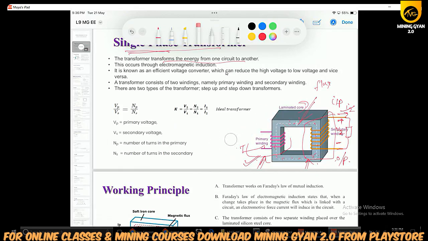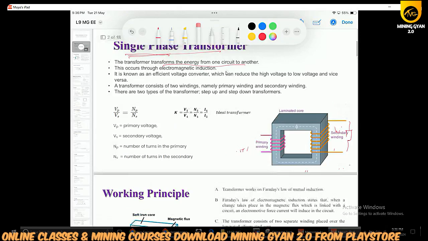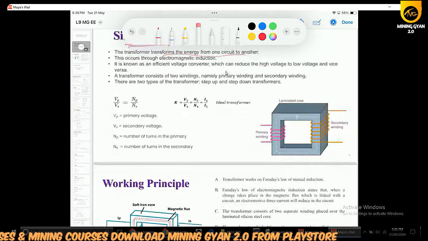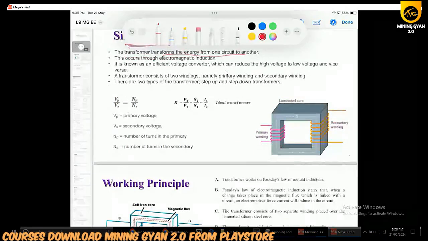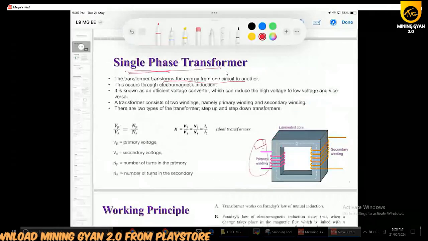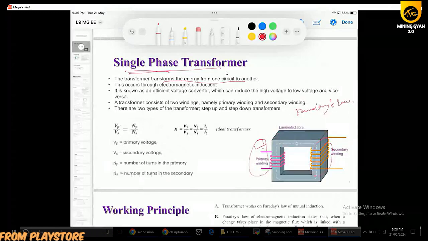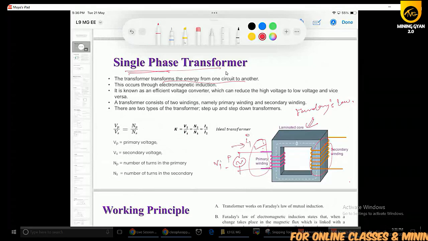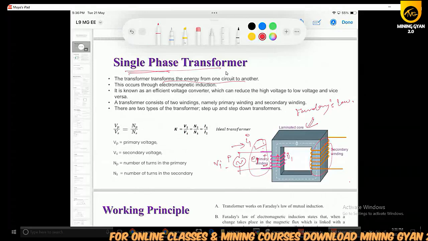This will work based on the principle of electromagnetic induction, and that was given by Faraday. So the energy will be transferred from this side to that side by using Faraday's law of electromagnetic induction. Electromagnetic induction will happen when we apply the voltage at this side, plus minus V1, so I1 will flow, and there will be an induced EMF across the coil, and that is called E1.